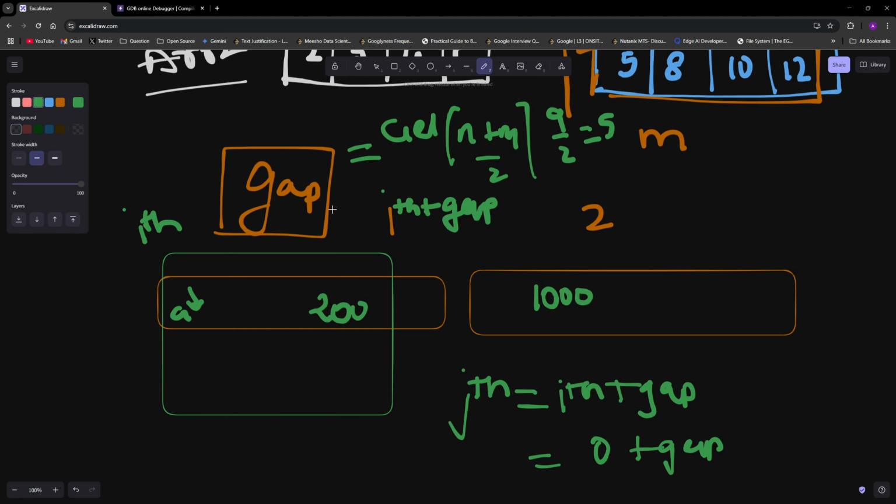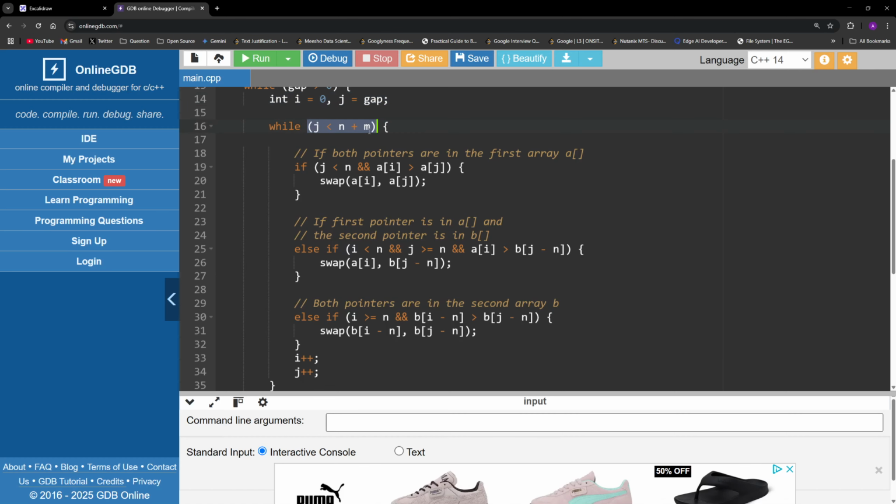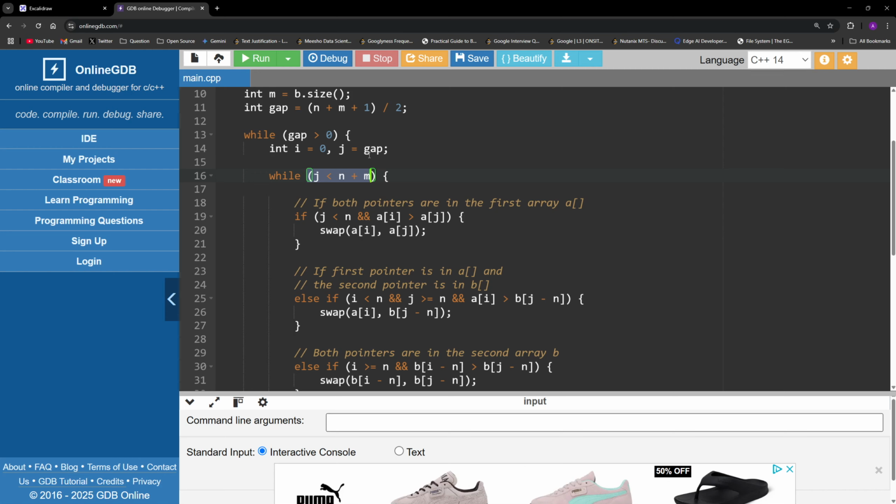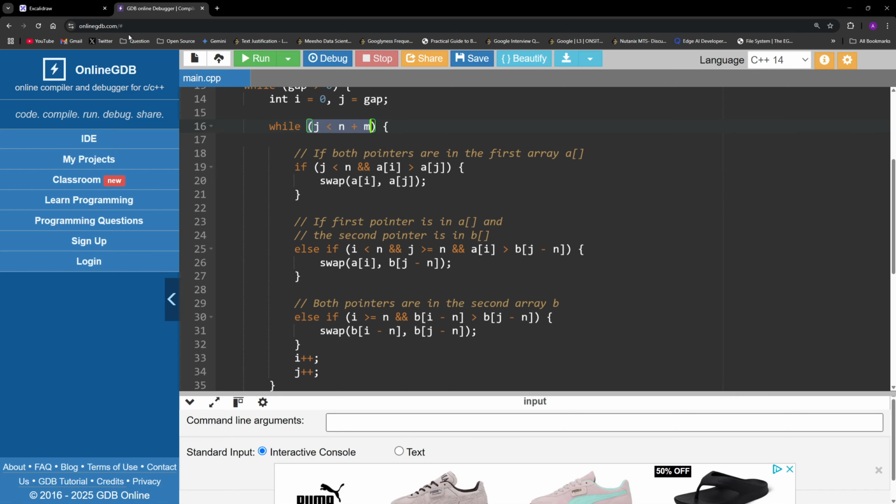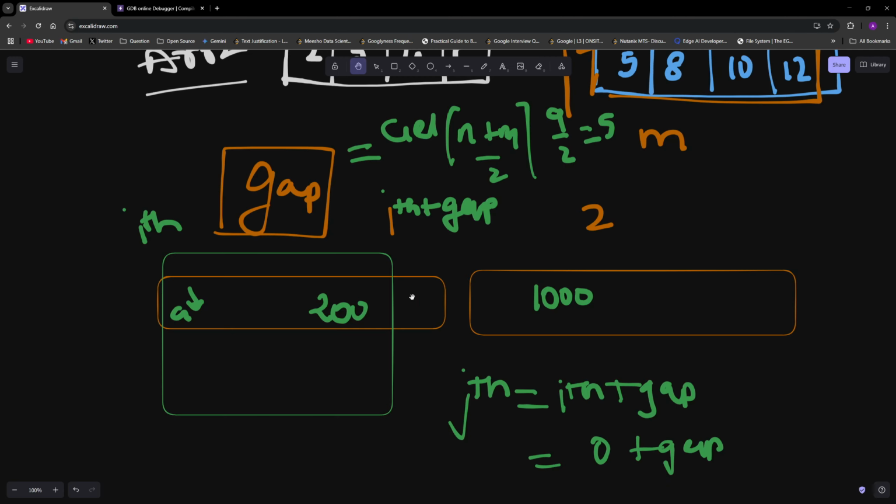Now we need to run this algorithm till what point? Until our j is less than or equal to n plus m. Okay? This is the condition till which we are going to run this algorithm. You might tell me, hey, what is this thing, aren't you confusing me with this? So just say for simplicity that i and j are just initially some elements. Okay, we have defined i and gap.